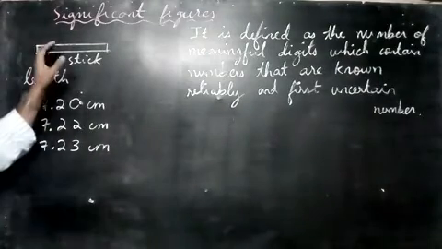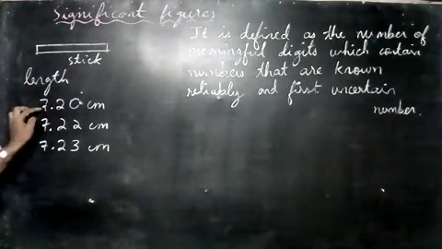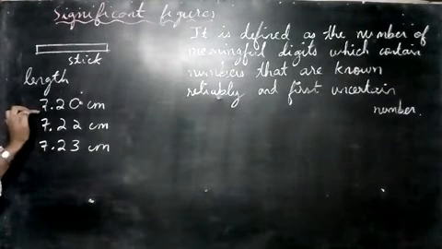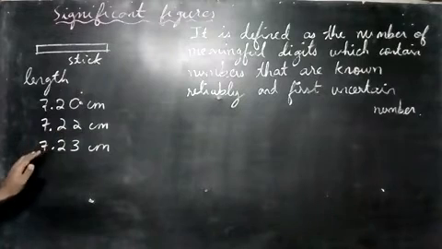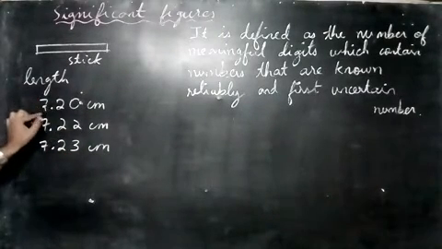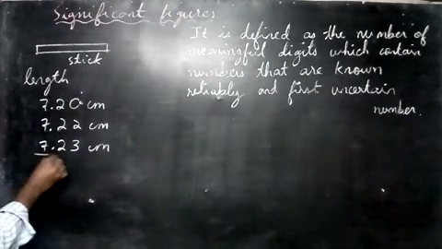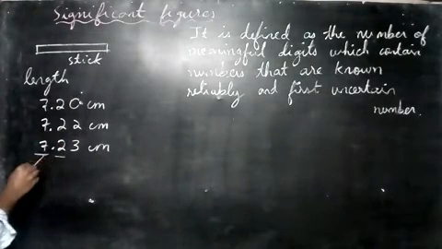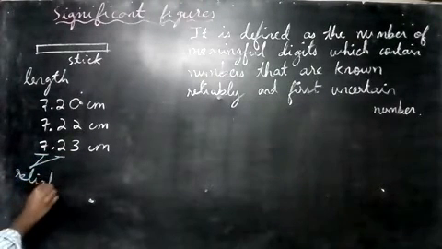Let's take a stick. The length of the stick is measured by 3 people. The first person gets 7.20 centimeters, the second person gets 7.22 centimeters, the third person gets 7.23 centimeters. You can see that the first two digits are accurate and precise. So we can say the numbers 7 and 2 are common. These numbers are repeating, so we say they are reliable.